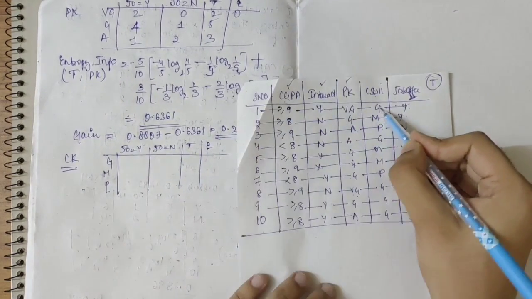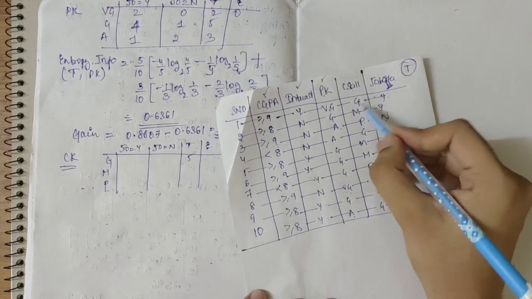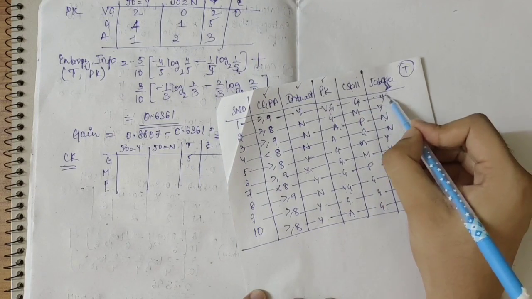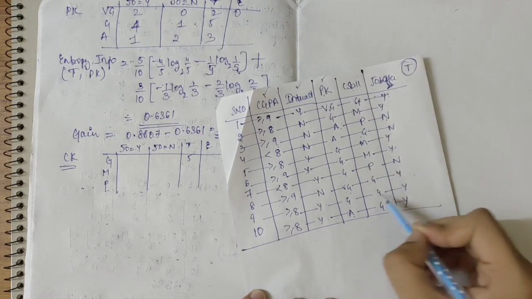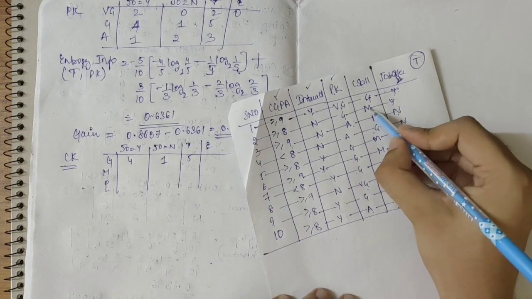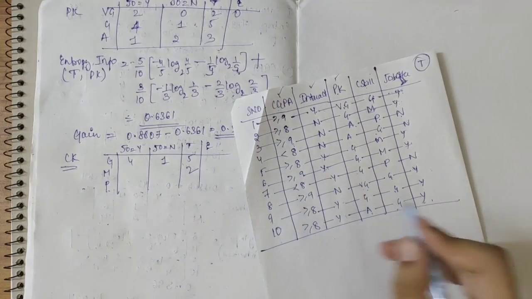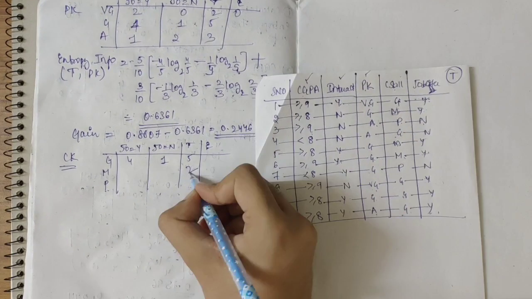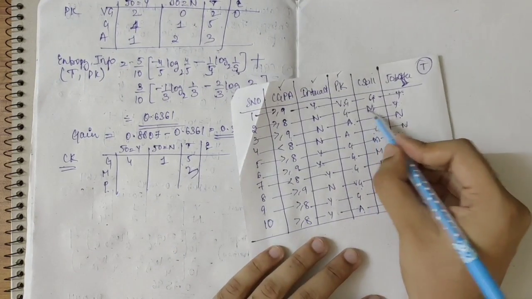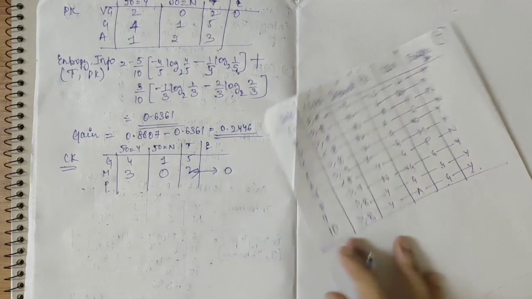So in case of good, I have 1, 2, 3, 4, and 5 goods. Out of 5 goods, good yes, good no, good yes, good yes, good yes. So there are 4 yes and 1 no. Coming to moderate, I have M, Y, 1, 2. There are 2 M's. 1, 2, 3. There are 3 M's. Out of 3, all are yes. So there are 3 yes and 0 no. So directly I can write entropy is 0 here.